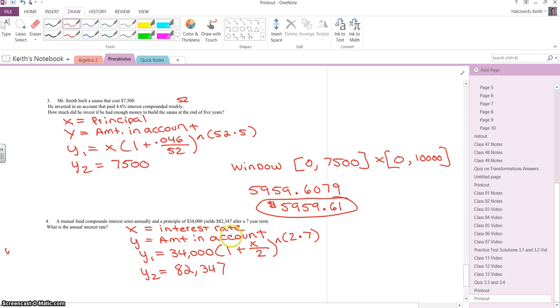So our window, now remember, the lowest interest rate we could have is 0. The highest is 100%, which is 1 as a decimal. Our Y, the initial amount is 34,000. And the ending amount is 82 something, so we could have 100,000. And when we find the intersection there, we get 0.1304, which becomes 13.04%.